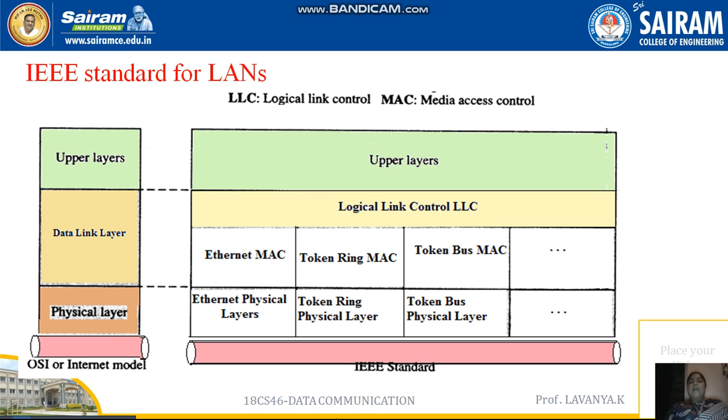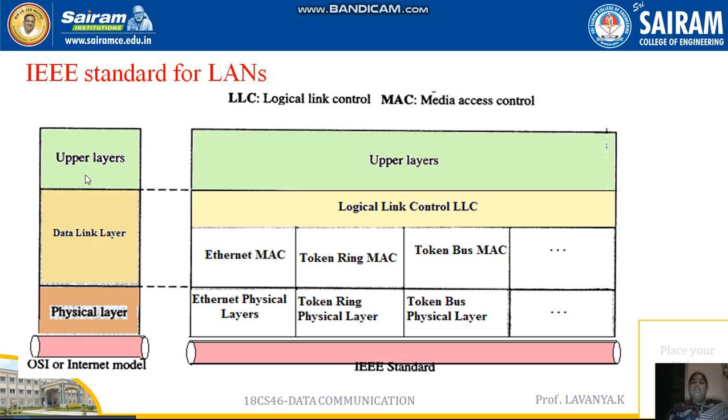This is the diagram, or the frame structure, of the IEEE standard for the LAN. It is going to contain two different standard bodies: one is OSI or ISO, as well as the IEEE standards. So this is our OSI or internet model. It is going to contain a number of protocols or different types of layers. This will be the upper layer, the data link layer and the physical layer.